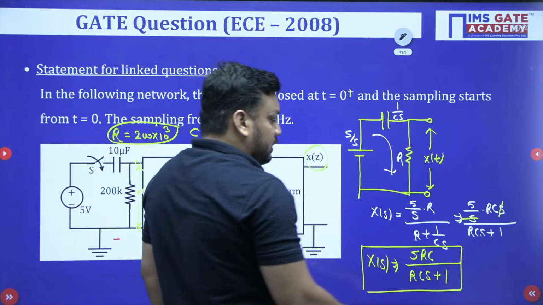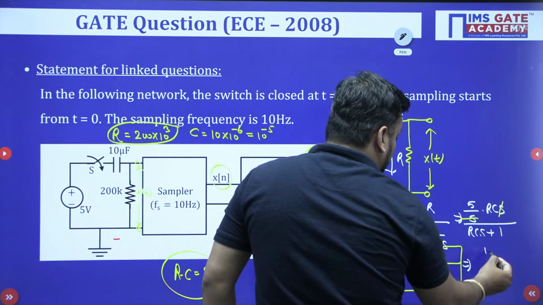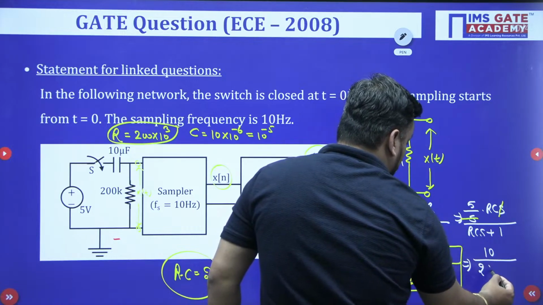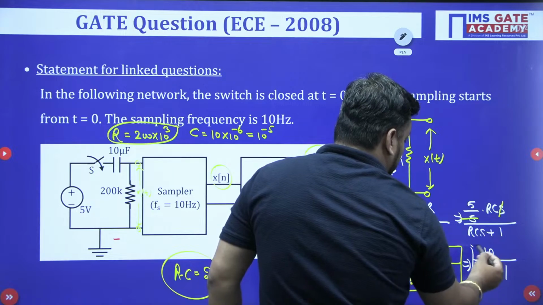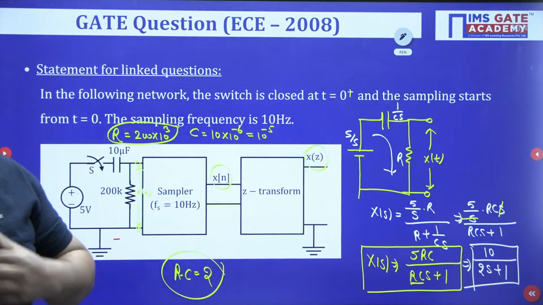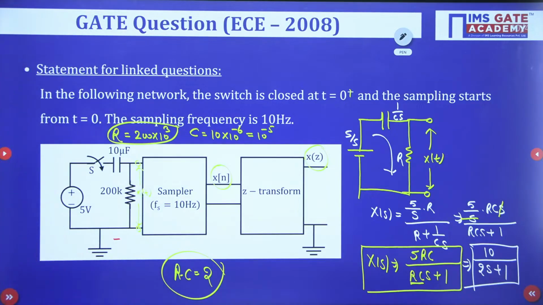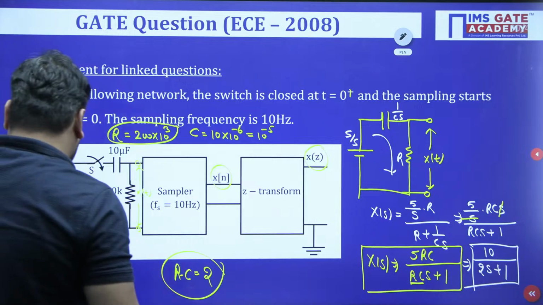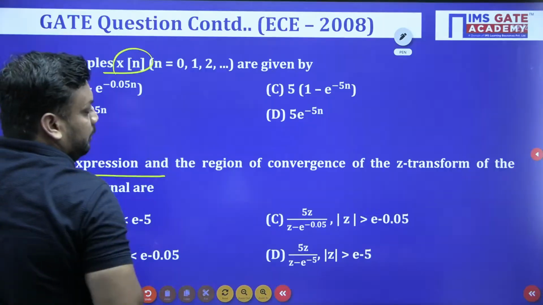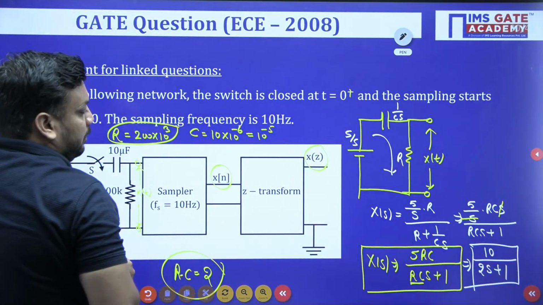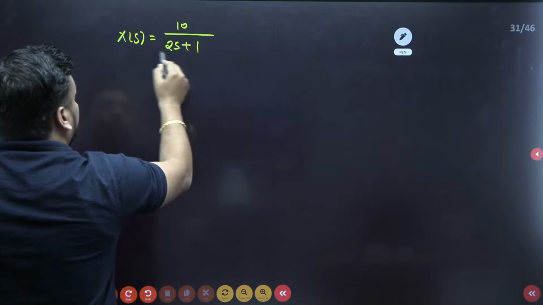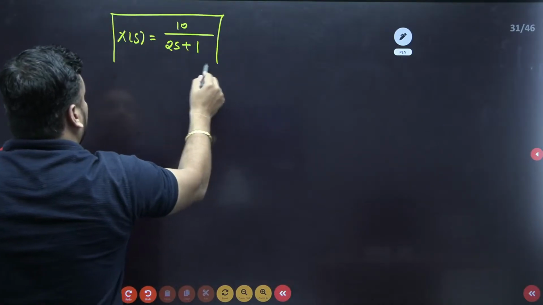So because of RC value 2, the numerator will carry 5 into 2, that is 10, upon 2S plus 1, since the RC value is 2. Is this clear? 10 upon 2S plus 1, guys, is it clear? This is your x of S. If this is x of S, can you find x of t? This is your x of S value, 10 upon 2S plus 1.